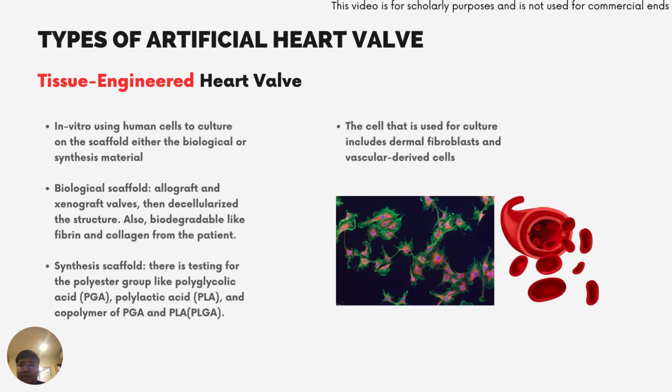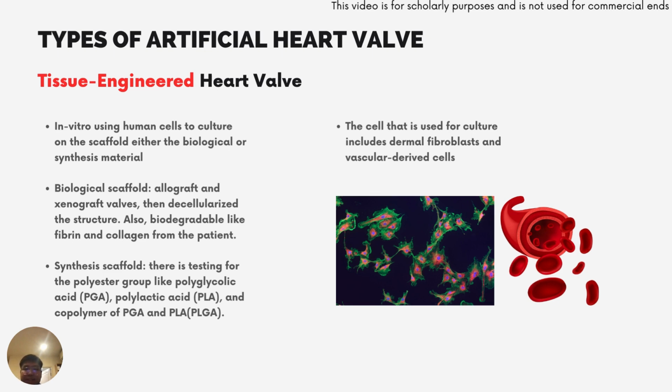Lastly, the final type of artificial heart valve is the tissue engineered heart valve. It uses human cells cultured on a scaffold, either biological or synthetic material, to enhance acceptance by the body, or biocompatibility. Beginning with the biological scaffold, this could be an allograft or xenograft valve, which is then decellularized to create a scaffold for the cells to stay. Other biodegradable options include fibrin from the patient, or collagen in the form of gel, foam, or sponge.